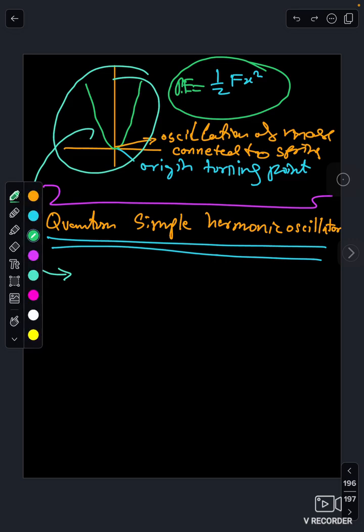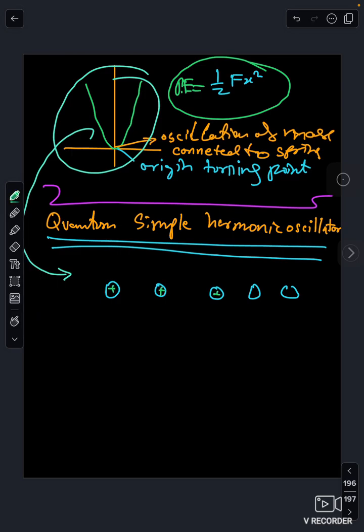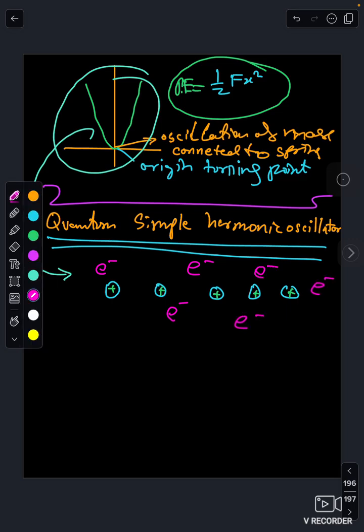But we can find something related to the quantum simple harmonic oscillator. Let's suppose we have many ions. Ions are these, plus plus plus plus plus, and then it has electrons around it. What are these called? These are called a sea of electrons. And when we try to measure the oscillation of these electrons with respect to the ions near it, we will look at it like this.